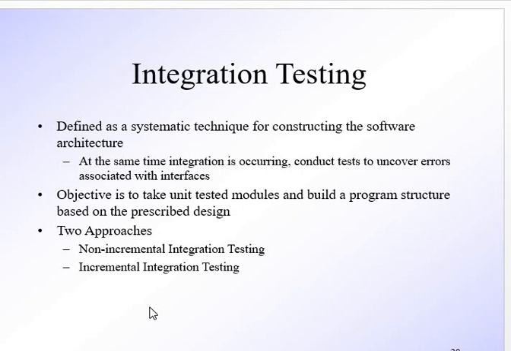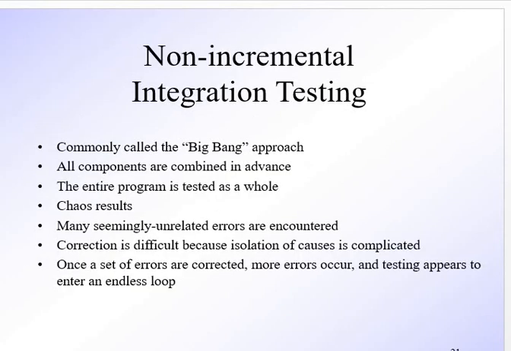Now there are two approaches: the non-incremental integration testing and the incremental integration testing. Non-incremental integration testing is commonly called the Big Bang approach. All components are combined in advance. The entire program is tested as a whole. If any problems result, many seemingly unrelated errors are encountered. Correction is difficult because isolation of the cause is complicated. Once a set of errors is corrected, more errors occur and testing appears to enter an endless loop.